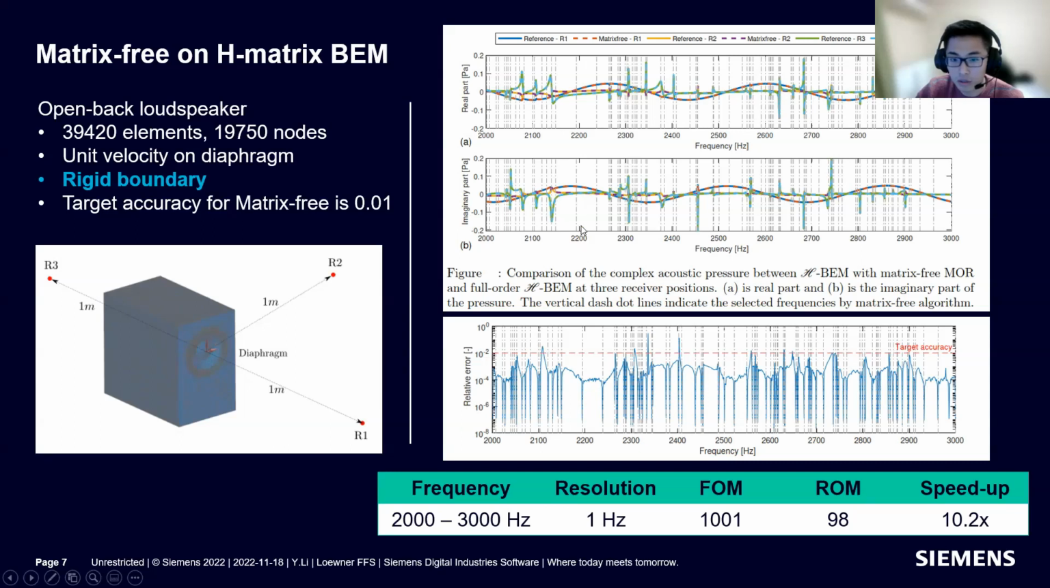It can also be observed that matrix-free automatically deployed more frequency points when there's a spike in the response. If we check the relative error in this case, overall matrix-free maintains very good accuracy. There are several outliers, but they are due to the interior resonance. And again, we think this is quite acceptable, considering this rigid boundary case has a lot of spikes in the response.